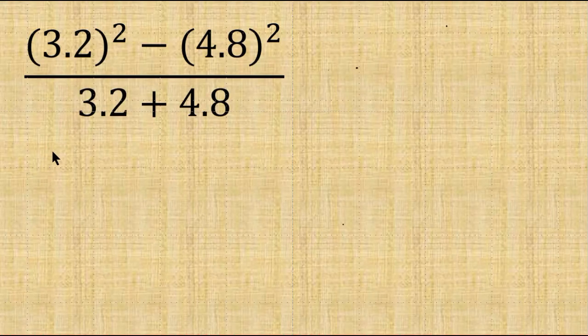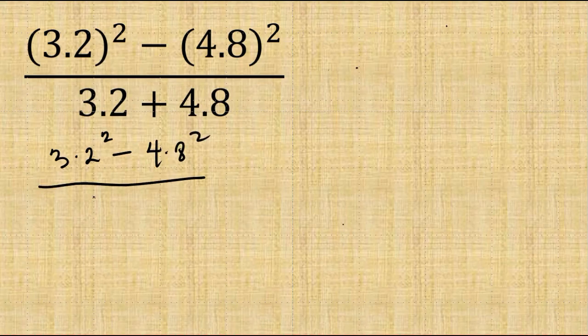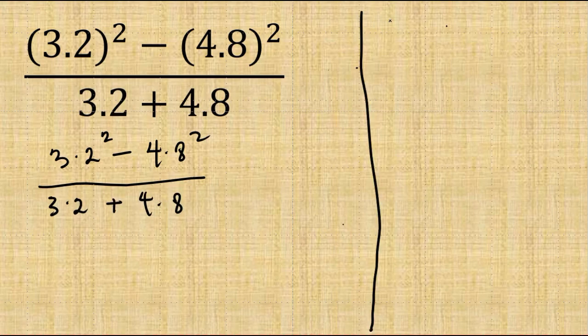Our question wants us to simplify this expression: 3.2 raised to power 2 minus 4.8 raised to power 2, all over 3.2 plus 4.8. Now, this reminds me of difference of two squares. Remember, if we have a raised to power 2 minus b raised to power 2, this is equal to a minus b into a plus b.